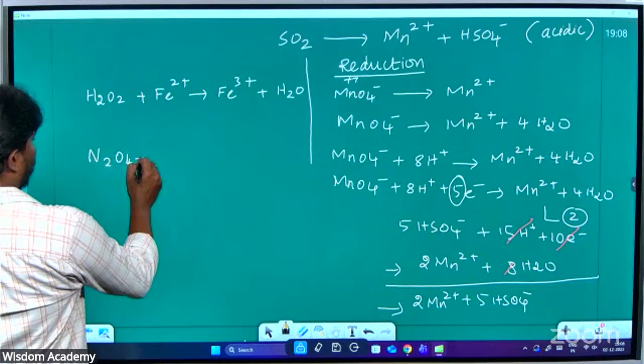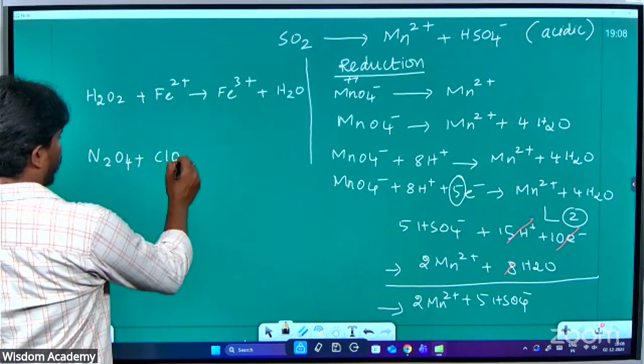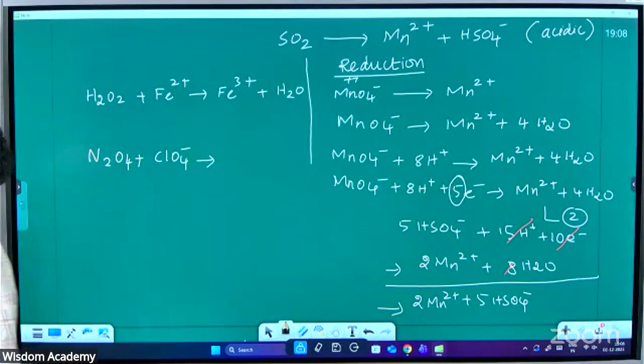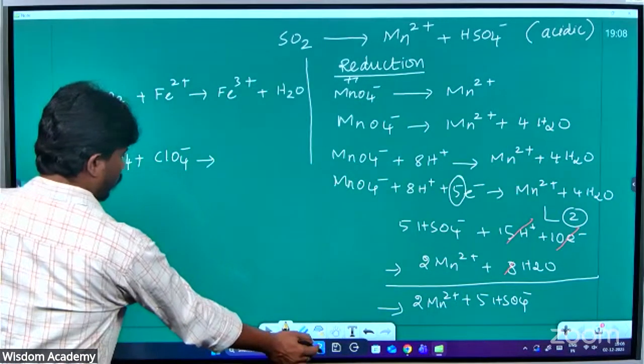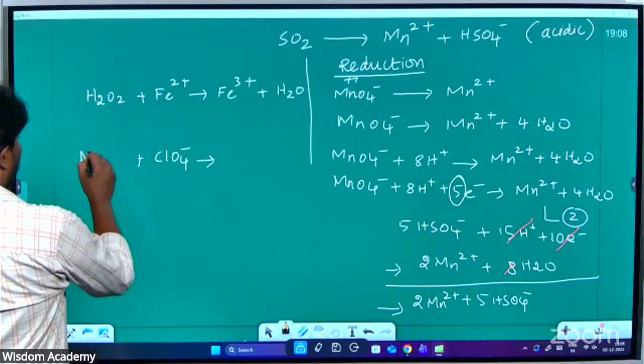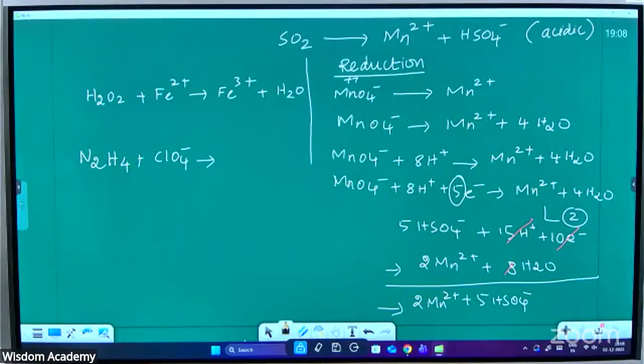N2H4, it is hydrazine, plus ClO4 minus gives NO plus Cl minus.